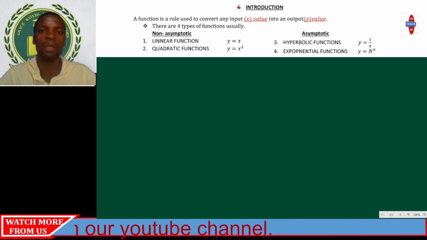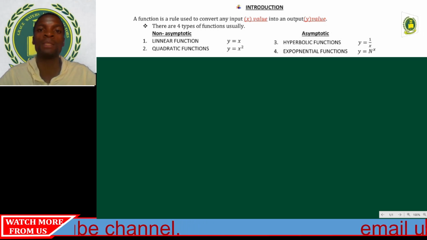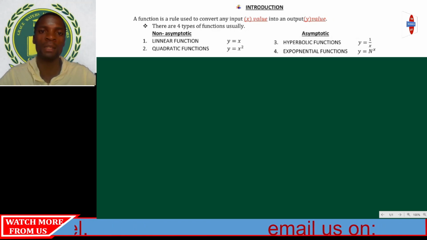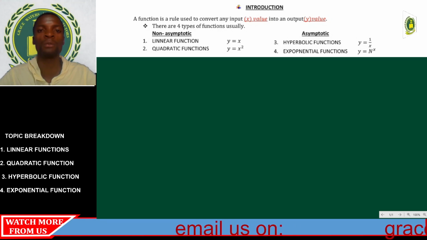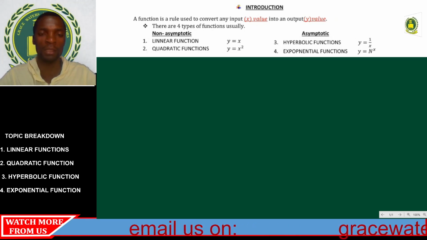Okay, now we have got four types of functions, of which two of them have to do with asymptotes, and I'll let you know what an asymptote is as time goes by, and the other ones have nothing to do with asymptotes. So the functions that we are going to deal with in this video are four: number one, the linear function; number two, the quadratic function; number three, the hyperbolic; and number four, the exponential function, which I'm going to put here in breakdown: linear, quadratic, hyperbolic, and exponential functions.